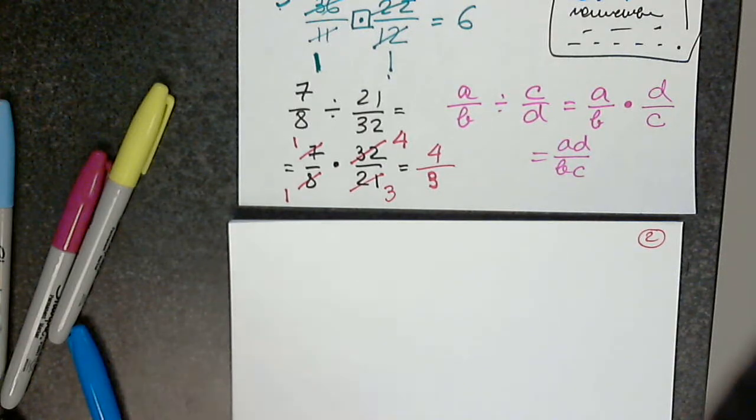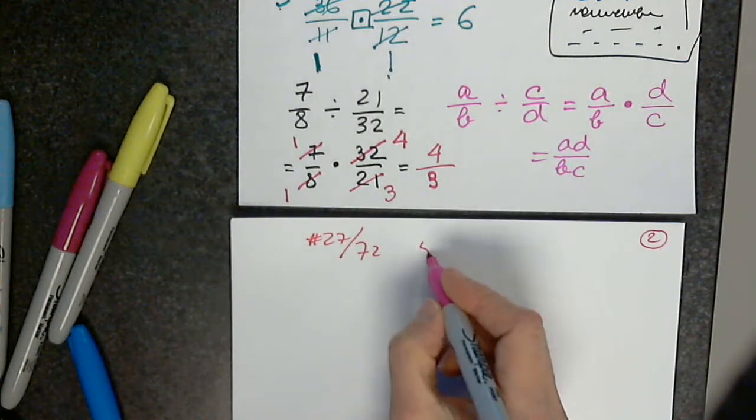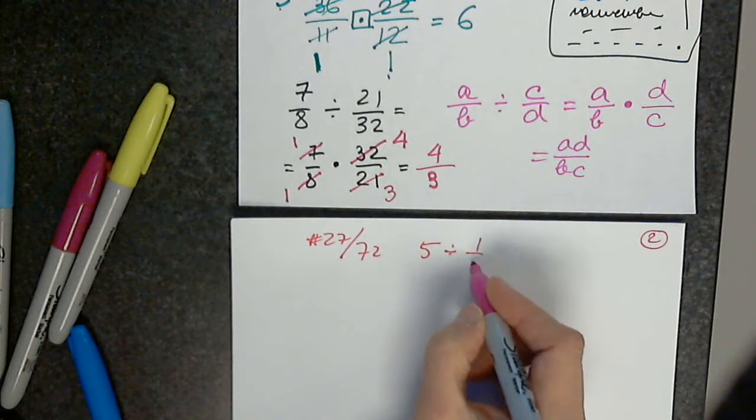Let's say this is problem 27 on page 72. 5 divided by 1/3.